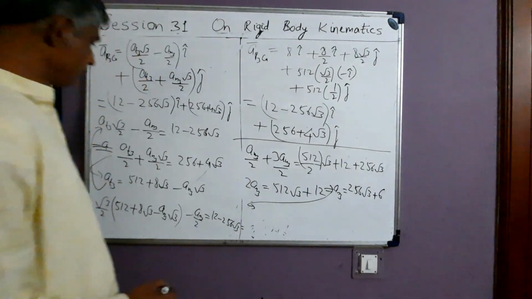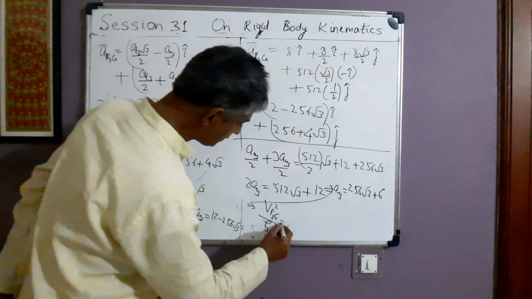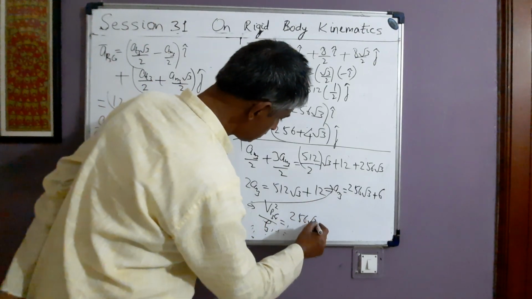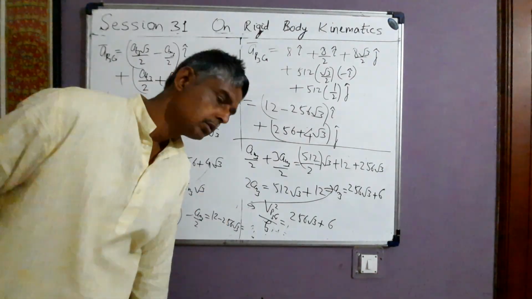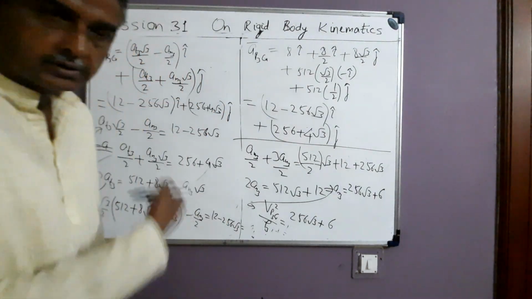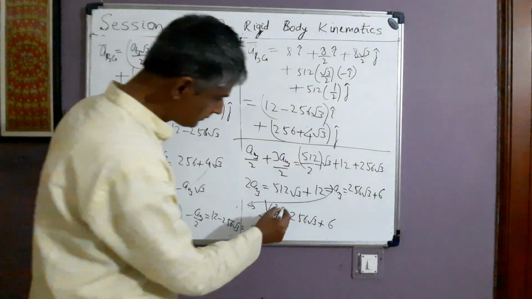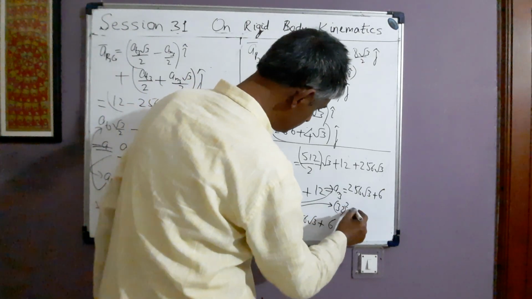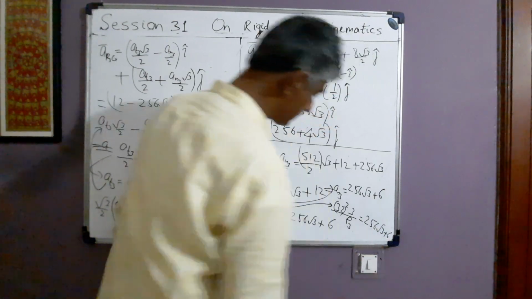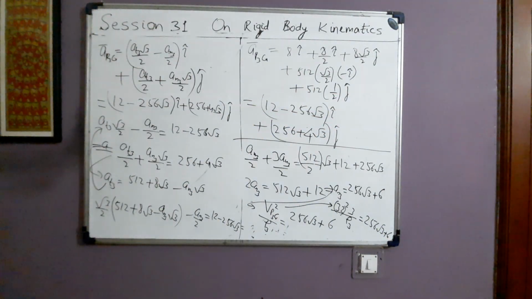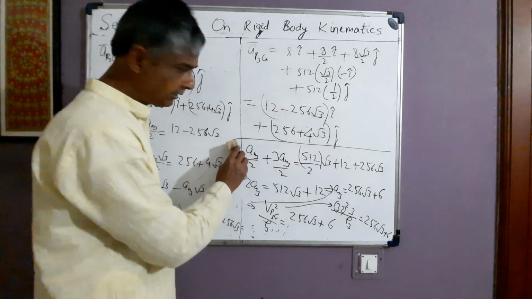Now a_N3 is what? V_P3G square by rho 3. That becomes how much? 256 root 3 plus 6. Now V_P3G square is how much? 32 square into 3, as we determined just now. You must see the earlier procedure. So this becomes 32 square into 3 by rho 3 equals 256 root 3 plus 6. So we have obtained how much? We have obtained rho 3 also.